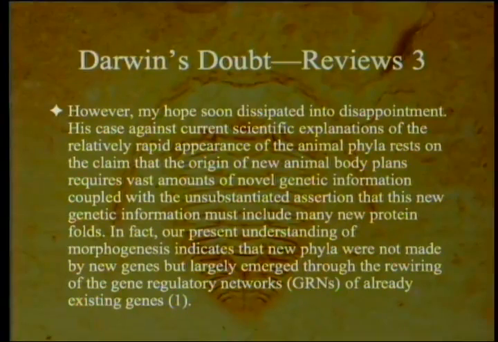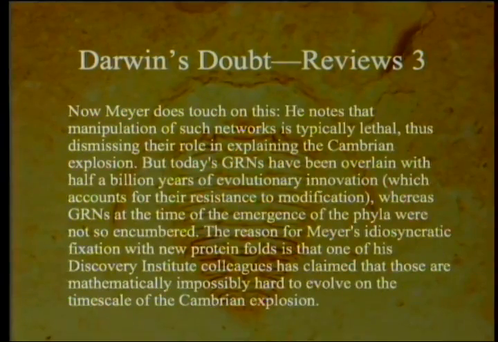His case against current scientific explanations of the relatively rapid appearance of the animal phyla rests on the claim that the origin of new animal body plans requires vast amounts of novel genetic information, coupled with the unsubstantiated assertion that this new genetic information must include many new protein folds. In fact, our present understanding of the morphogenesis indicates that new phyla were not made by new genes, but largely emerged through the rewiring of gene regulatory networks of already existing genes. Reference one.